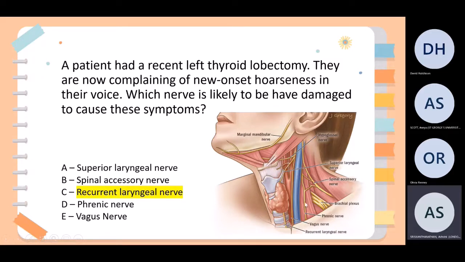So I've just put this picture as quite a good illustration. You can see the recurrent laryngeal going right underneath the thyroid gland. So when you're removing this, it's really easy to damage this. The other nerves that I've listed are quite away from it, so they're very unlikely to be damaged.